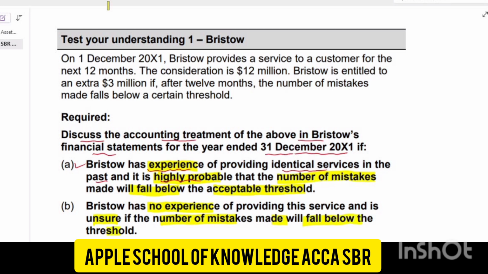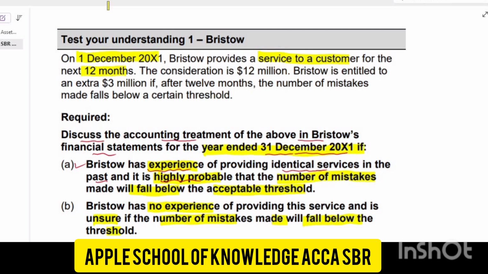Okay, now on 1st December 2001, your accounting year end is 31st December 2001. So on 1st December, Bristow provides services to the customer for the next 12 months.